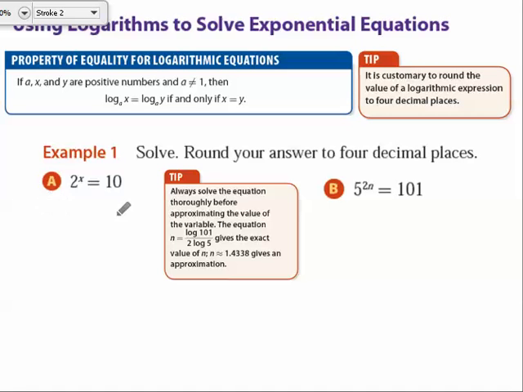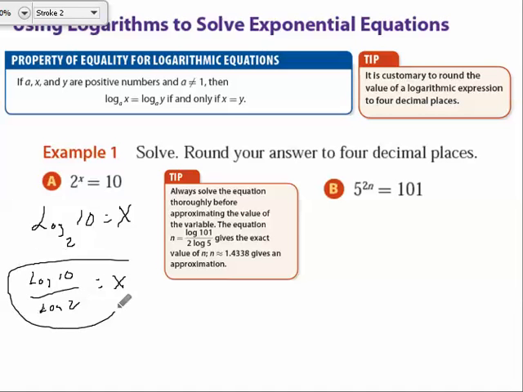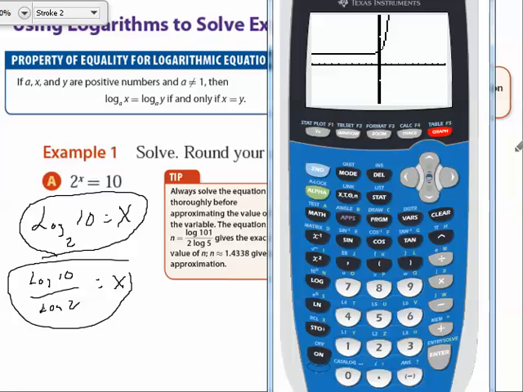So here's what the deal is. If I rewrite this one in log form instead of exponential form, I get log base 2 of 10 is equal to x. This is something that I can do on a calculator. Log 10 divided by log 2, and that will be what x is equal to. This is the exact value. But when you type it on the calculator, it turns it into an approximate value because it rounds it off at some point, okay?